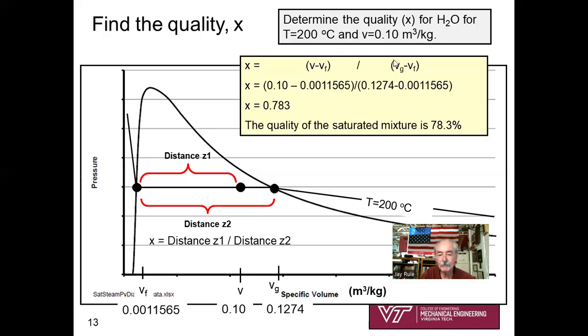But now that we've got this fundamental relationship, do you see that this numerator is basically visually this distance here, the denominator is visually this distance here, and so almost by inspection, we've labeled V as 0.1, so we've got 0.1 minus the tiny number, that's the numerator, and then 0.1274 minus the tiny number, that's the denominator. So we'll turn the crank and get X equals 0.783, and we'll write out in English words the result. The quality of the saturated mixture is 78.3%. And you see that our sketch is pretty good because I've got this dot much closer to this numerical value than to this numerical value. So we're in pretty good shape, and that's the solution right there.